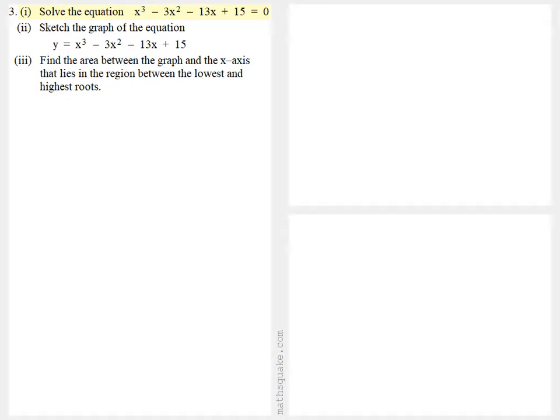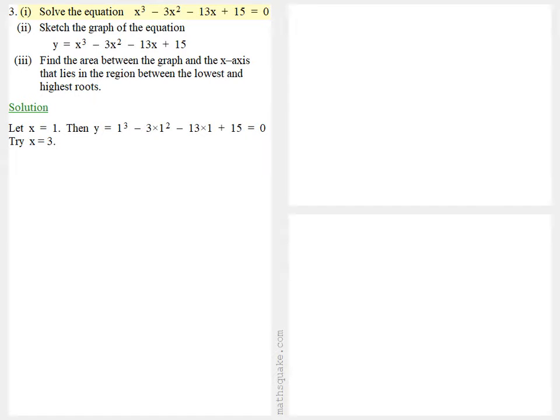In question 3, part 1, we're asked to solve the equation x cubed minus 3x squared minus 13x plus 15 equals 0. Well, if we look at the last integer, 15, that's got factors 1, 3 and 5, so it's worth trying plus or minus 1, plus or minus 3 and plus or minus 5. So let x equal 1. Then y equals 1 cubed minus 3 times 1 squared minus 13 times 1 plus 15, which works out to be 0. So 1 is a root.